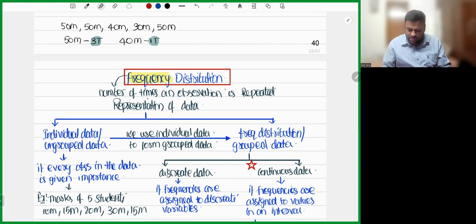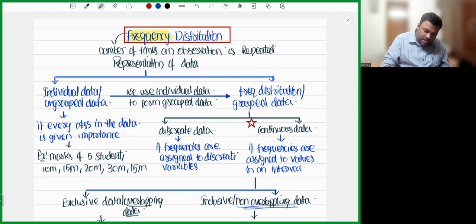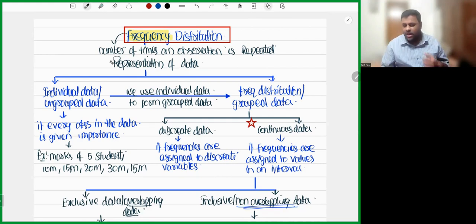My dear friends, before starting with frequency distribution, let us understand representation of data. What is representation of data? Representation of data means how you will present the data for statistical analysis. The main purpose of the entire data is to arrange it for statistical analysis.